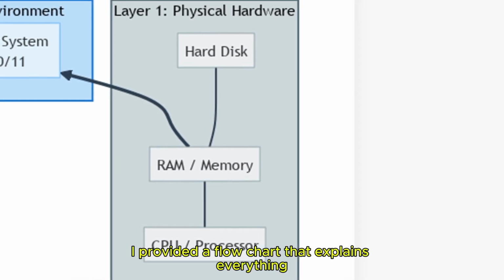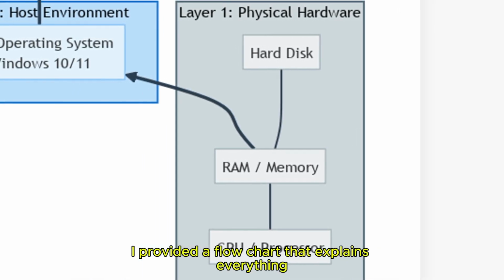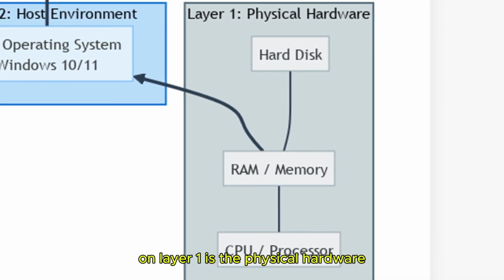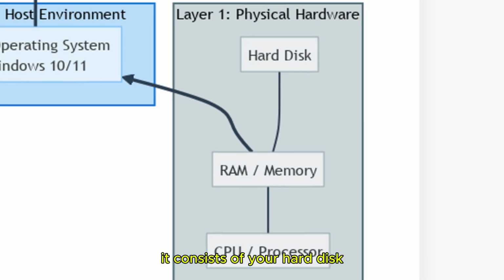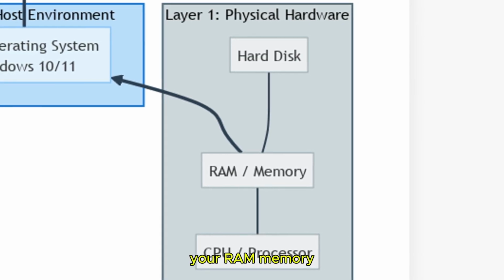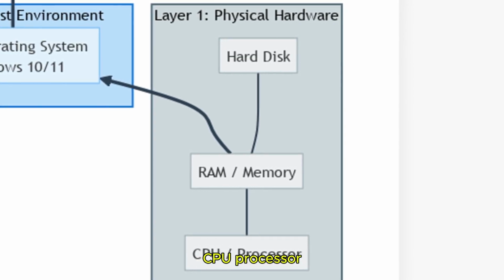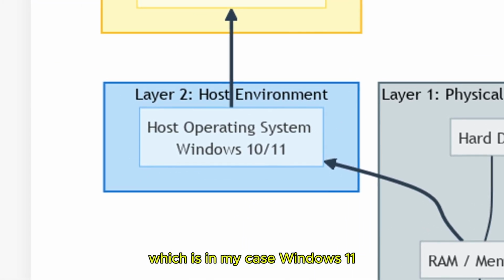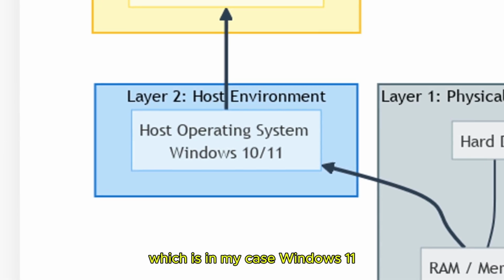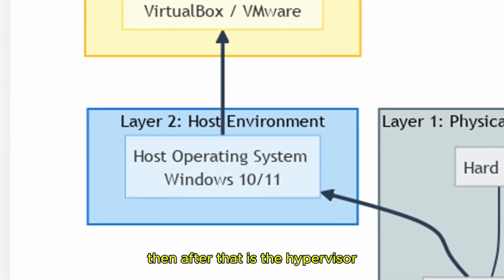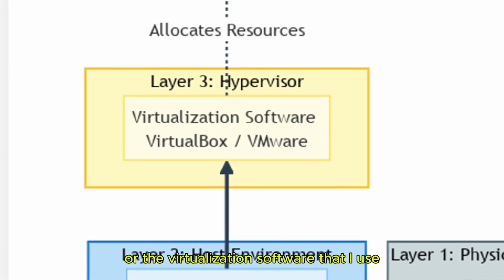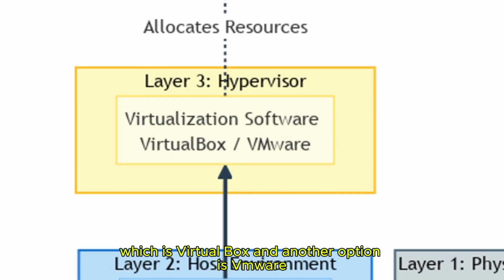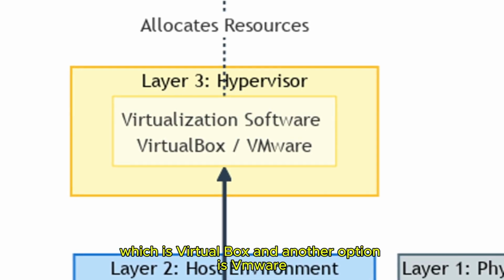So in summary, I provided a flowchart that explains everything. On layer 1 is the physical hardware. It consists of your hard disk, your RAM, memory, CPU, processor. Then on layer 2 is your operating system, which is in my case Windows 11. Then after that is the hypervisor or the virtualization software that I use, which is VirtualBox, and another option is VMware.